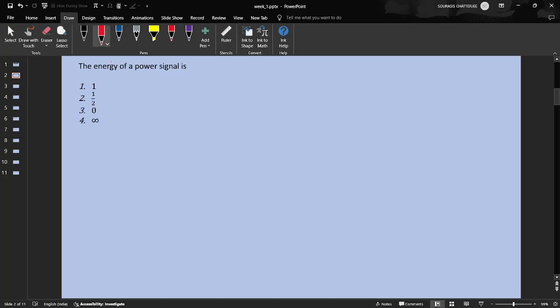So the question has two parts. First of all, it is asking for the energy, and second, it is asking for the energy of a power signal. So we have two key concepts here. One is energy and one is a power signal. Basically, when you say a signal, what comes to our mind? It's something like x(t), right? Which is a function of time t, and this is a signal.